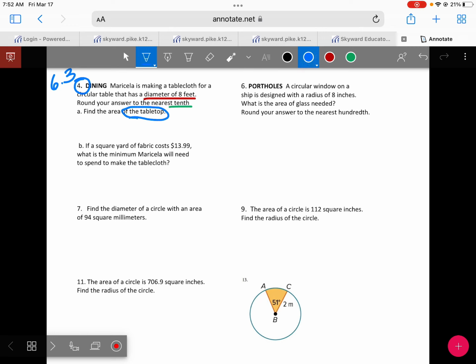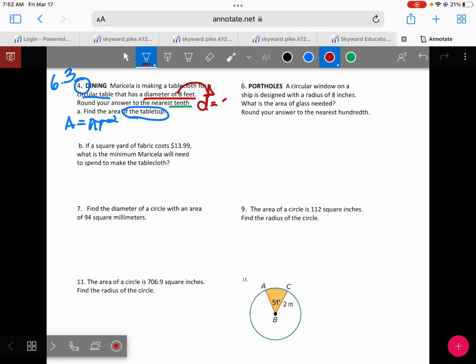Okay, it says it is a circular table. Find the area. So what am I finding the area of? What shape? A circle. Area of a circle. Area of a circle is pi times radius squared. Do I have a radius given in the problem? No. I have a diameter. How is diameter related to a radius?